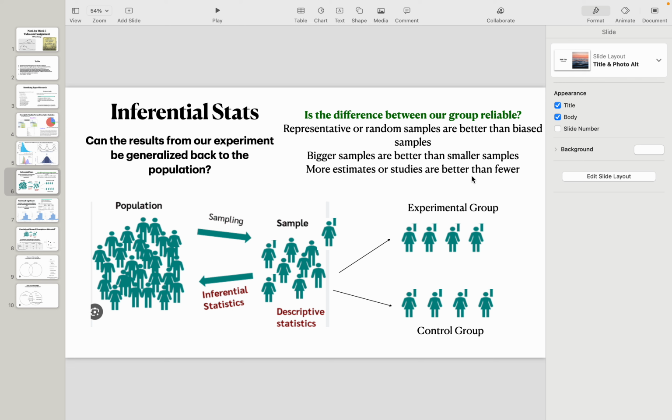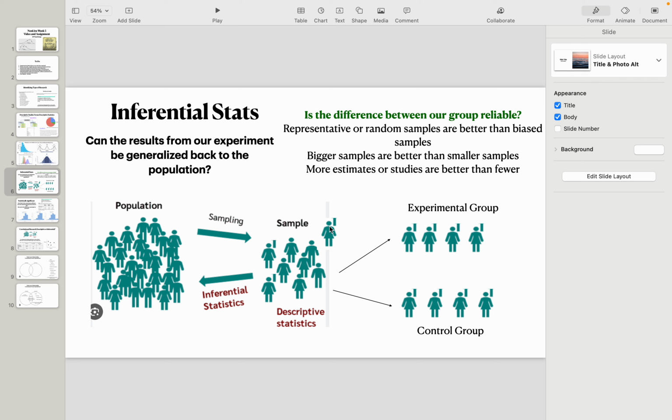More estimates or studies are better than fewer. This is why we like to see replication, right? If we see a study done more than once, and this is where meta-analyses come in, because in a meta-analysis we take all the studies done on a certain topic and try to see, do we see the same results? Okay, so I have a population.